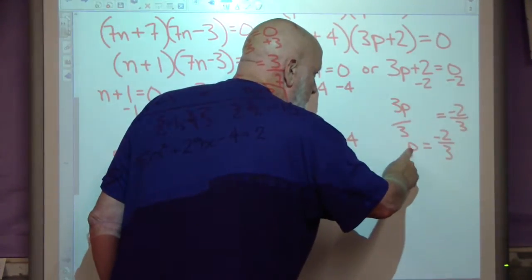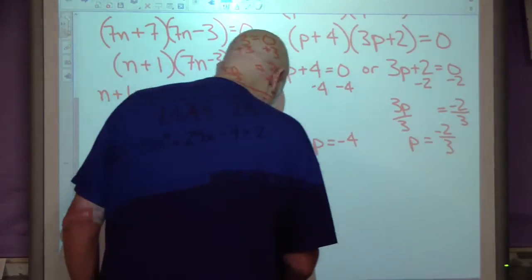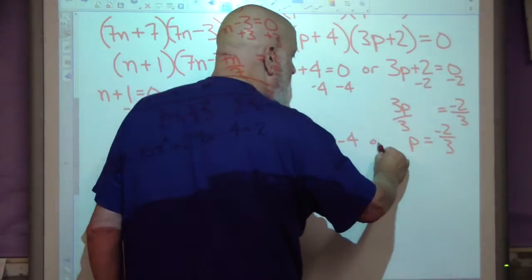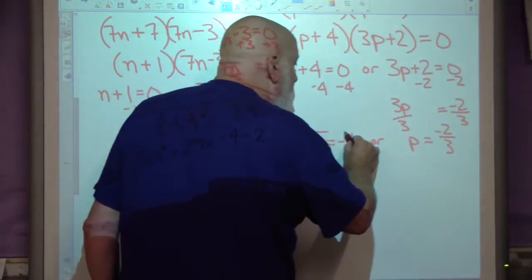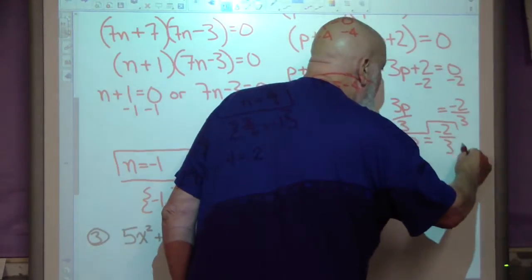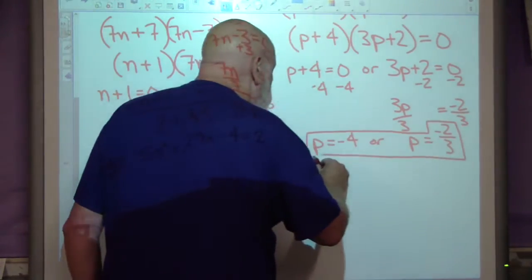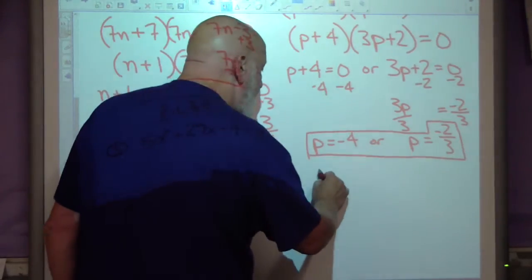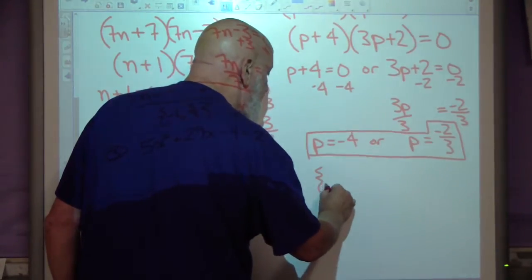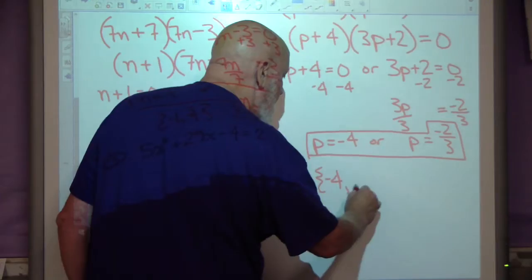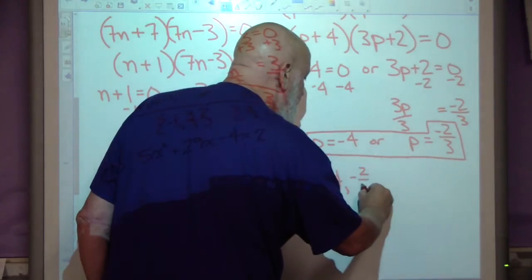Move this down just a little bit. Whoops, that didn't work. I can write my answer like this, or I can write it like that, or I can write it in set notation. The set whose members are -4 and -2/3.